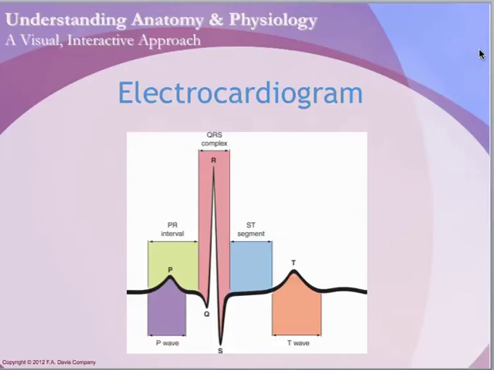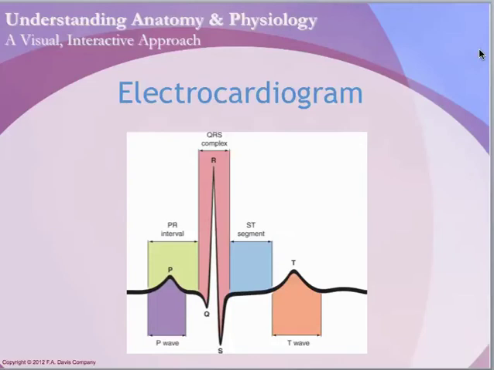The PR interval represents the time it takes for the cardiac impulses to travel from the atria to the ventricles. The QRS complex represents ventricular depolarization, it's just the spread of the electrical impulses throughout the ventricles. The ST segment represents the end of ventricular depolarization and the beginning of ventricle repolarization. Okay, and the T wave represents that ventricular repolarization.